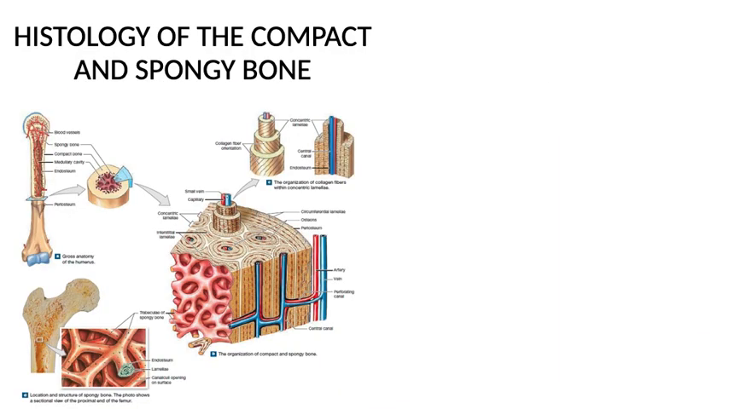So in this diagram, we want to understand the histology of compact and spongy bone, so that when we start talking about compact and spongy bone, you don't get confused. On the top left, you can see a long bone, and it has been cut open so that you can see the inner structure of it, including blood vessels.